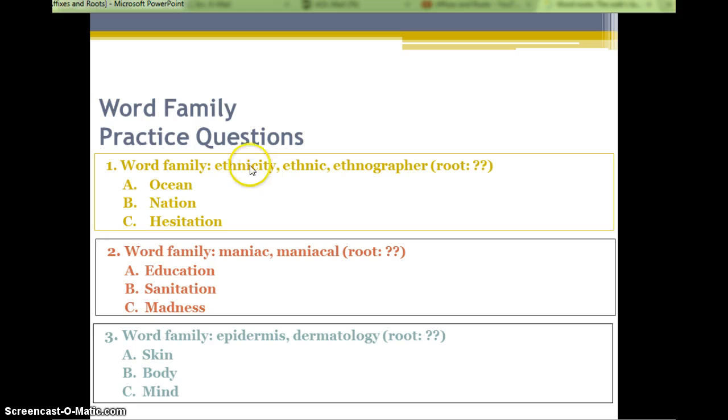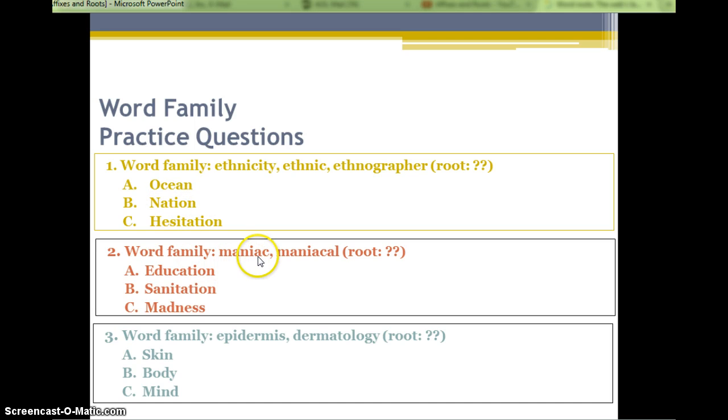So let's practice this. Ethnicity, ethnic, ethnographer. You may not know what an ethnographer is, but if you think, well, I know ethnicity is where someone comes from, so ethne must have something to do with nation. So an ethnographer would do what? Maybe record the history of different nations.